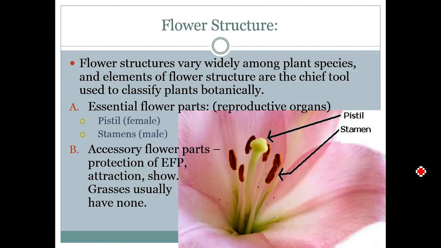Flower structures, the way they look, most flowers are going to have essentially the same parts. They do vary widely in their appearance, however. The way those parts are arranged, the various colors, there's a wide variation in that, and usually, it used to be at least, that the elements of flower structure were one of the chief ways that taxonomists classified plants.